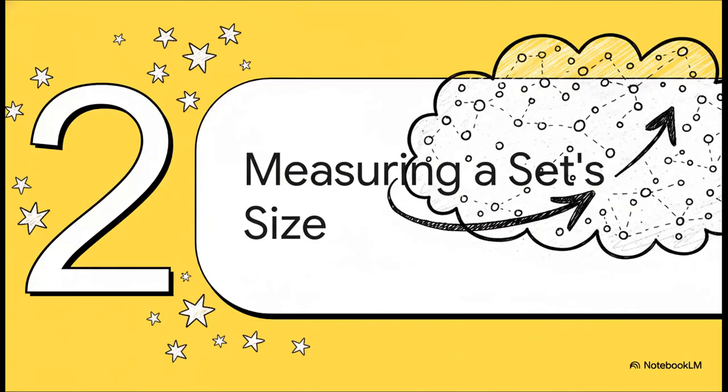Okay, let's tackle that first one, measuring the inside of a set. So just imagine you're looking up at a cluster of stars, right? How would you describe its total spread with just a single number? What's that one measurement you could take that would tell someone how big that whole cluster is?